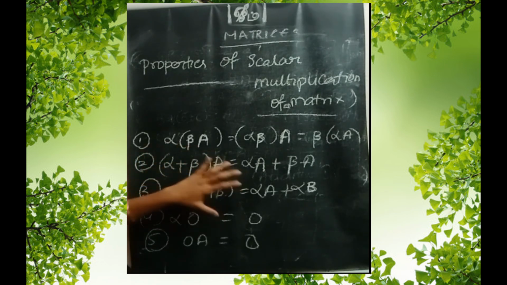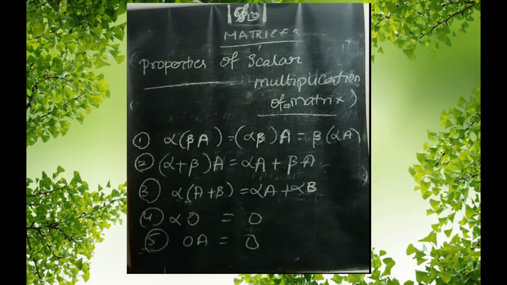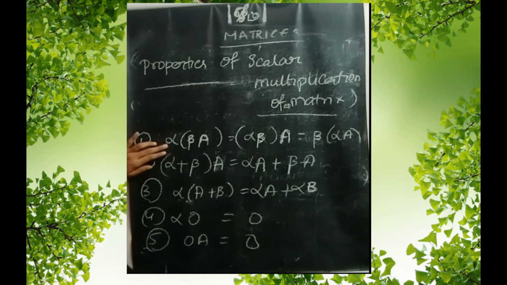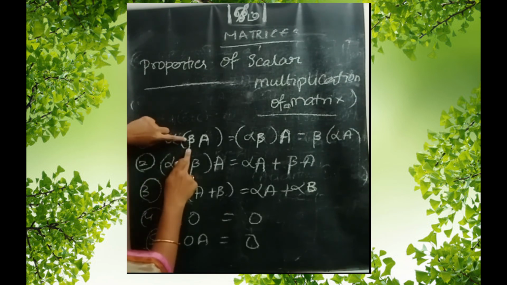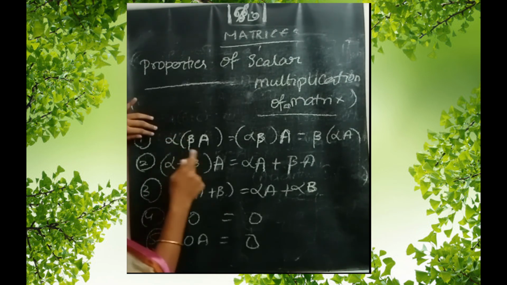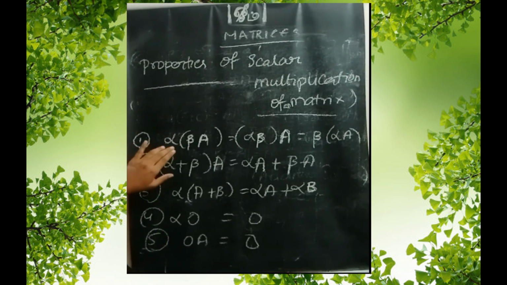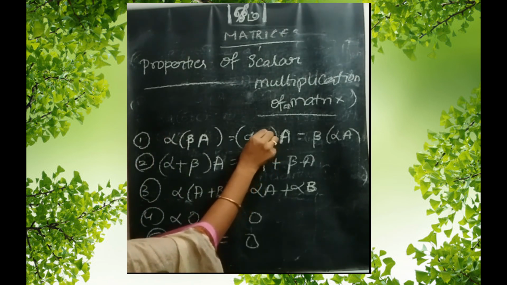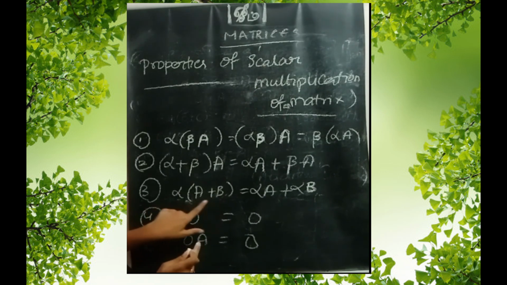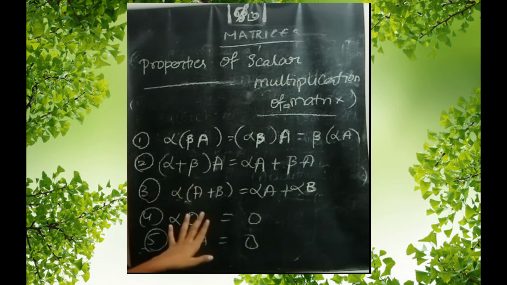See here, these properties will be satisfied only if both the matrices are of the same order. Okay. See here, the first one is alpha and this is beta. Alpha, beta are scalars. Scalar we have discussed in the before section, what is a scalar, and we have done one problem also on the scalar. These are the scalars and these are the matrices. Here A, B are the matrices. Don't confuse between beta and B. B here is the matrix. Beta is the scalar.